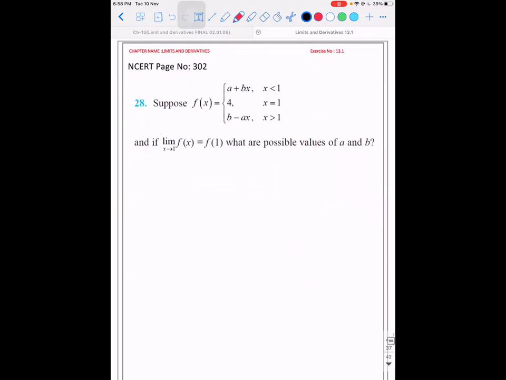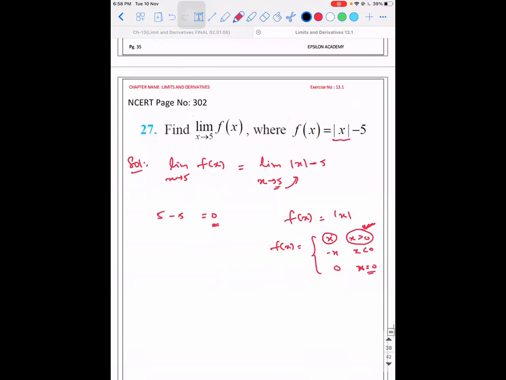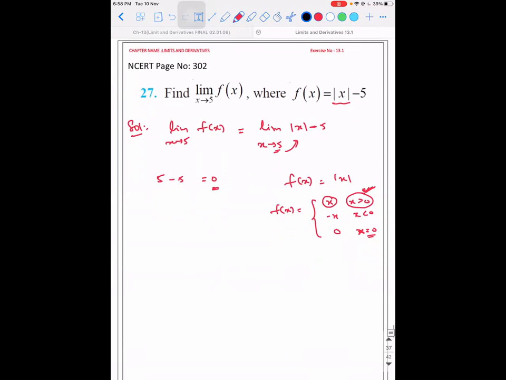So that is question 28. You can expect these kinds of questions. That's it. Nothing else. It's 0. You need not do any left limit or right limit. Okay, sir.